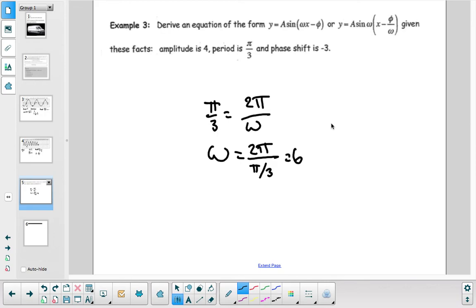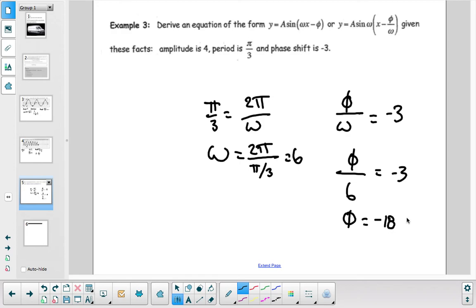And then from here, phi divided by omega is equal to -3. Okay. 6 is omega. So, sorry, I keep saying that. Yeah. Phi is going to be -18. Or you could just have -3 be phi over omega, and you can just use this version.